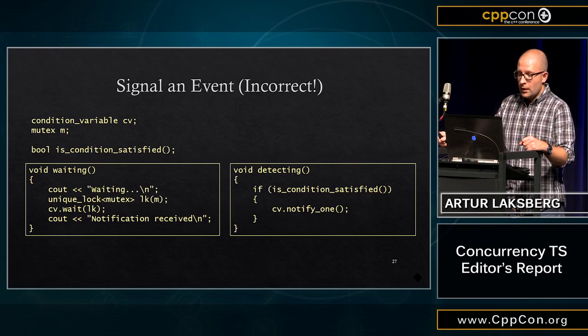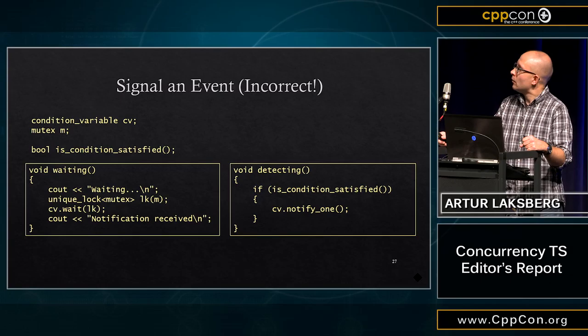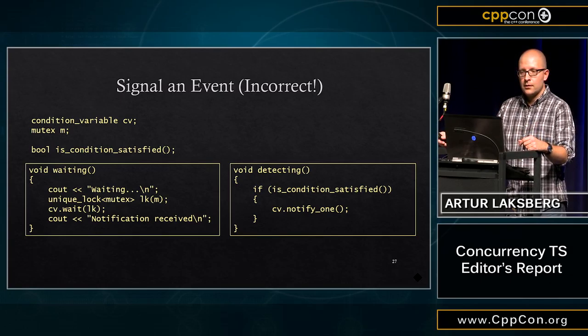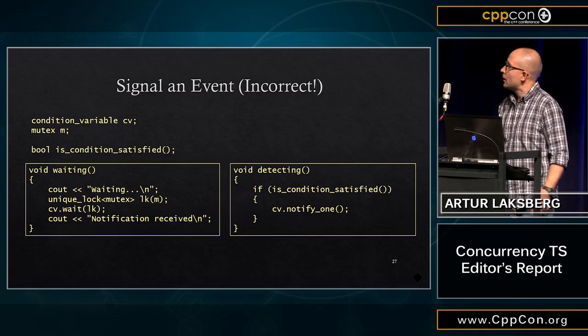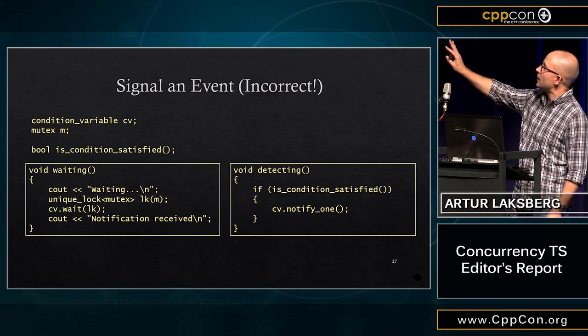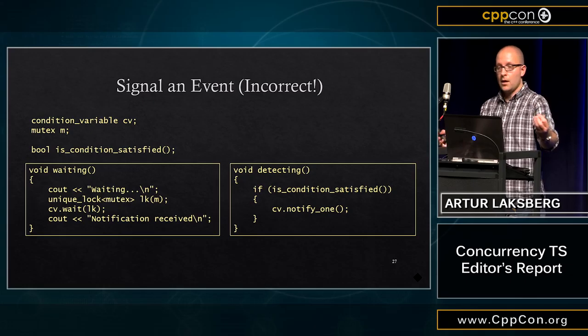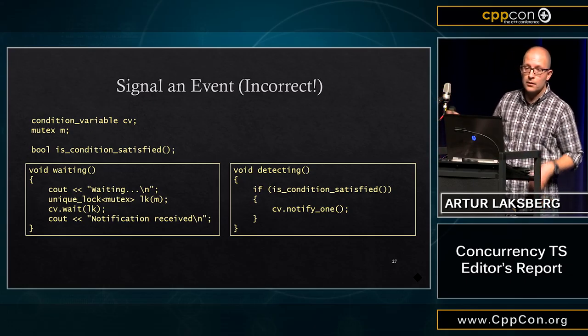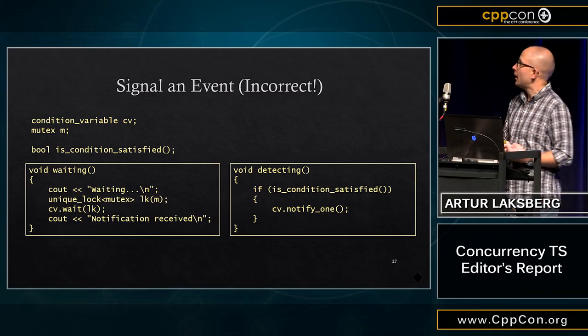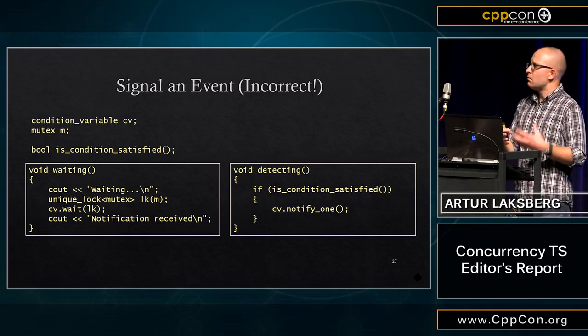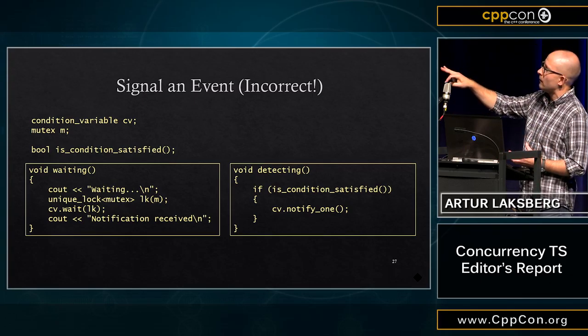So somebody using condition variable for the first time might naively do it like this. In this case, I have two threads. One is the detecting thread. It's a thread that detects a condition and then notifies the other thread, the waiting thread, that the condition has occurred, okay? So again, naively, I'm going to use a condition variable wait.